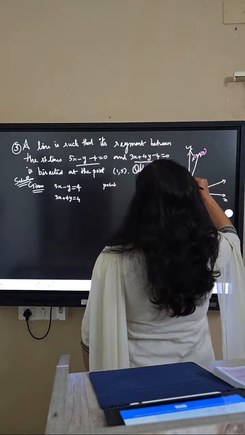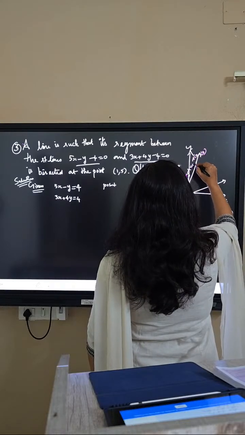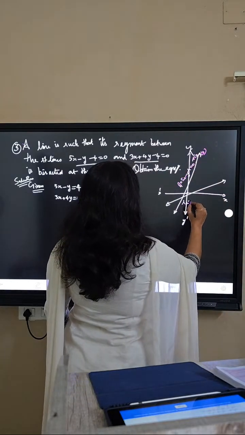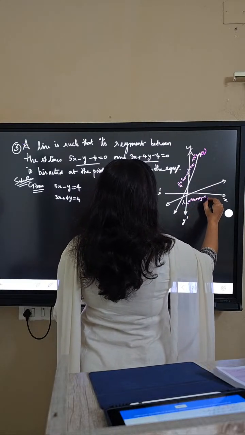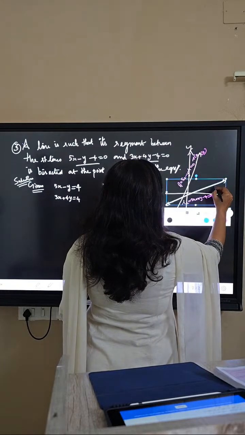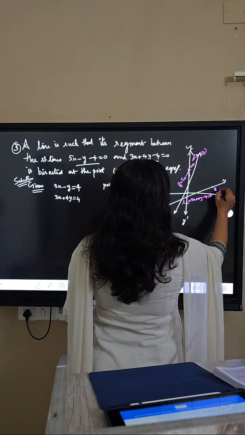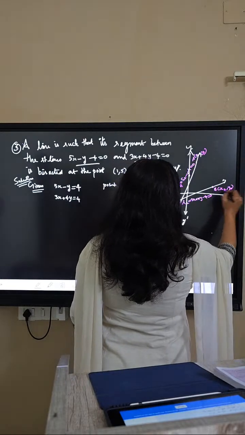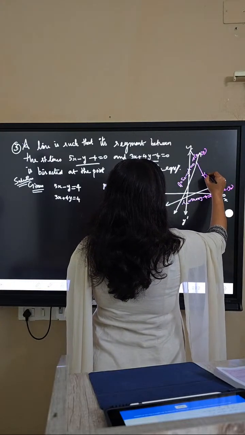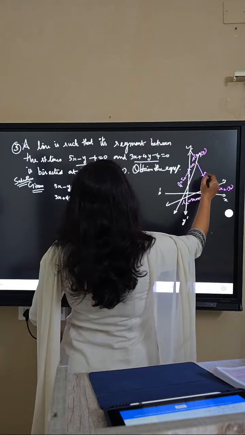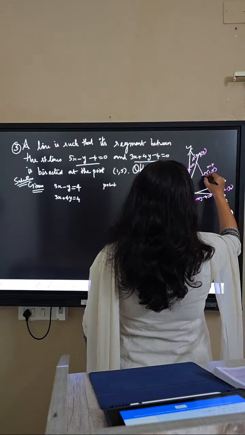This line is 5x minus y minus 4 is equal to 0. Next, the second line will be 3x plus 4y minus 4 is equal to 0. Let this point be B, and then x2 comma y2, we can take it. And then this is the line segment. In this line segment, this point P is bisected. That means it is the midpoint. This 1 comma 5 is the midpoint of this AB.